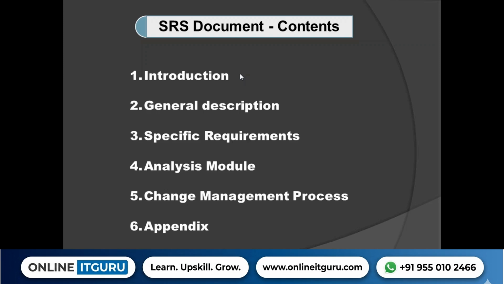That is scope. And the next one is abbreviations. Abbreviations are nothing but the list of abbreviations that we are using in the project. So we will prepare a list. On one side we will write the short form, and on the other side we will write the full form of that particular abbreviation.